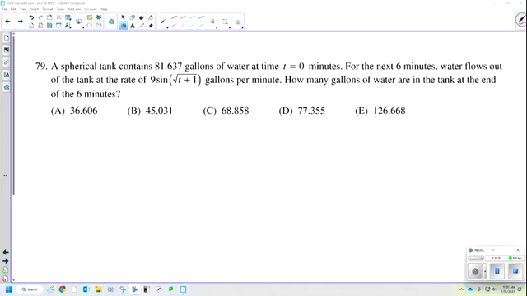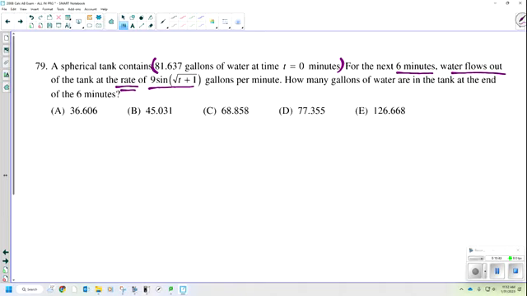Number 79. Oh, this is going to be good. It starts out with a spherical tank that contains 81.637 gallons of water at time t equals 0. This looks like it's going to be pretty important. At time t equals 0 minutes, it already has 81.637 gallons of water. For the next 6 minutes, water flows out of the tank at a rate of 9 sine of the square root of t plus 1 gallons per minute. How many gallons of water are in the tank at the end of 6 minutes?